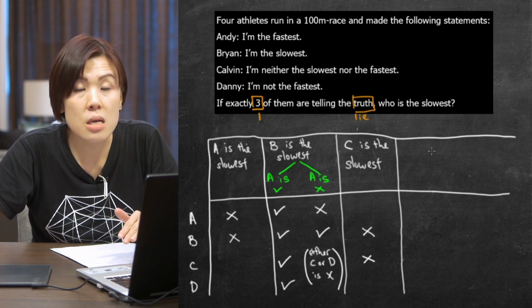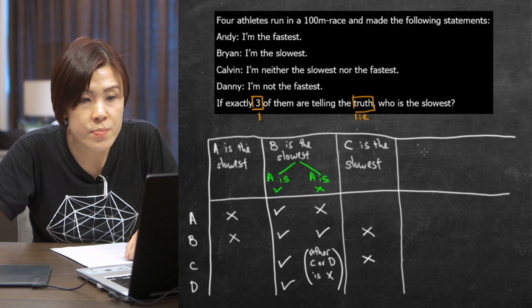So we come to the last assumption, where Danny is the slowest. D is the slowest.